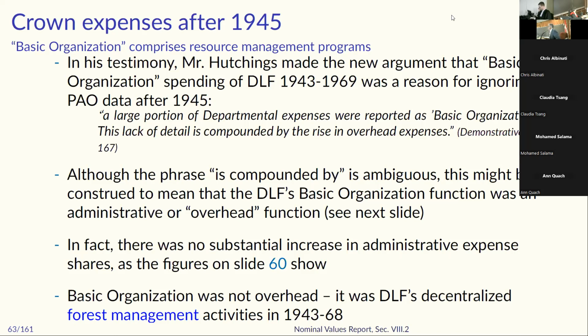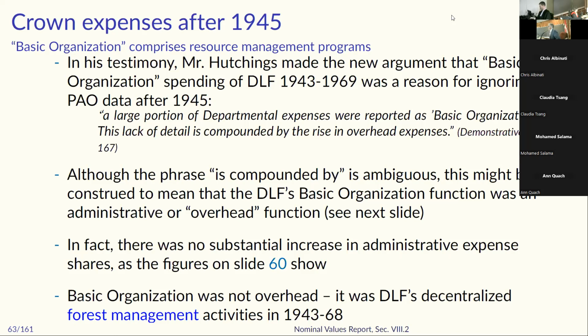He wrote on slide 167 of his demonstratives, what I've written here, that after 1945, quote, "a large portion of departmental expenses were reported as basic organization. This lack of detail is compounded by the rise in overhead expenses." Those are his words. I think it's somewhat ambiguous what he's trying to say, but it's possible that some people reading or hearing those words would infer that he meant to say that the basic organization function was an administrative function.